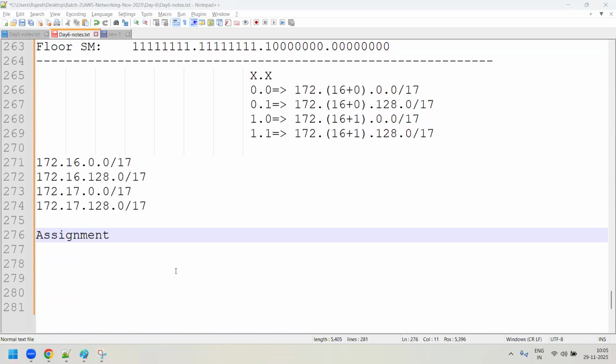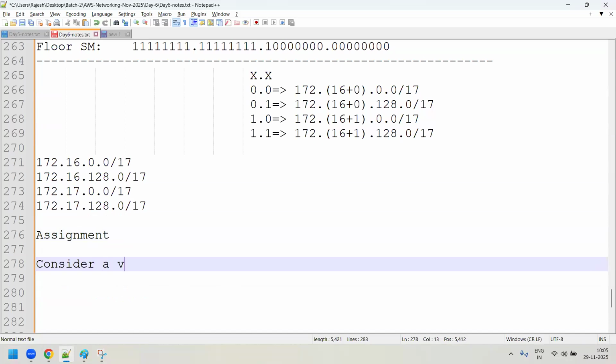What is the assignment? Consider a building with 8 floors. Each floor requires some 60 devices. Right? There are 8 floors, and on each and every floor we need 60 devices. Design the network. Can you do this, guys?